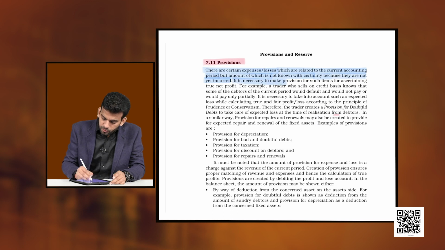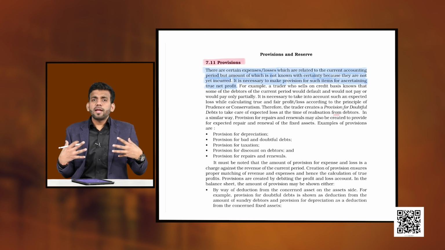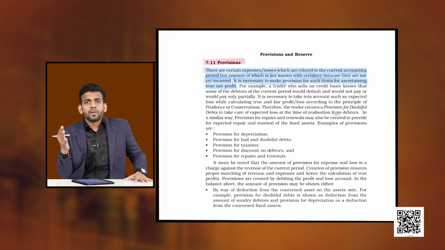It is necessary to make provision for such items for ascertaining true profit. Students, you must focus, we are talking about the true profit. If we feel that there would be an expense and we are very sure about it, we must inform our users from our books of accounts for such losses or expenses to give them a true and fair view, because our users use our books for making their decisions. So we must act very honest and loyal.